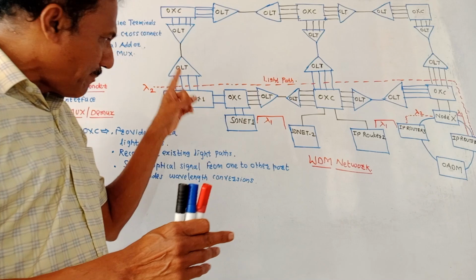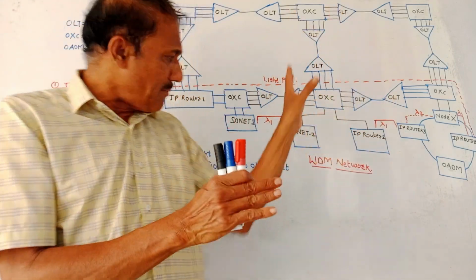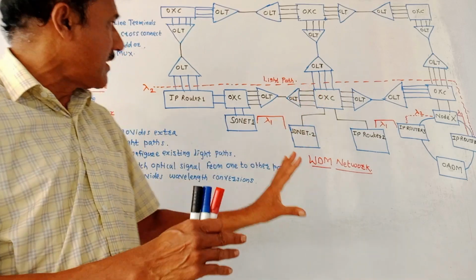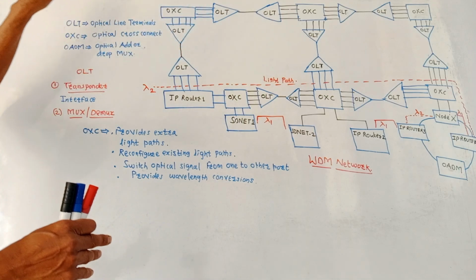Clients in this case are IP routers and SONET. So different clients to the optical link. This is the major purpose of this WDM network. The different elements are shown in this diagram. I have written the meaning of each and every symbol.